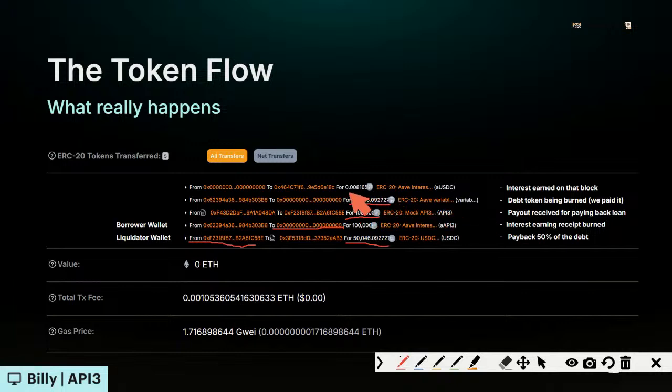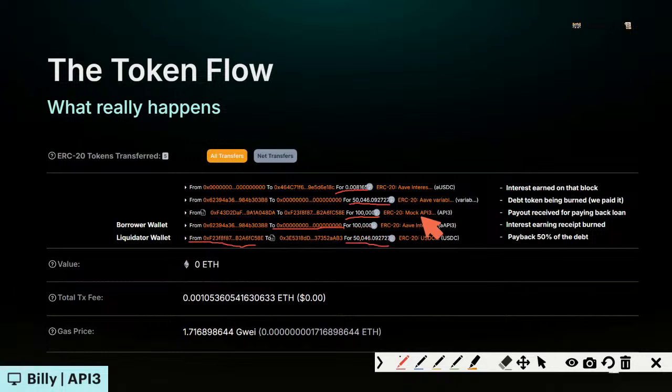And then the interest earned on that block from that AUSDC, that gets burned too. This is from another protocol that's not in our wallet. That's just interest earned on that yield for that specific block. It's like no one gets that. That's just being burned. So it's a flow of me paying back, and the interest earning tokens get burned.